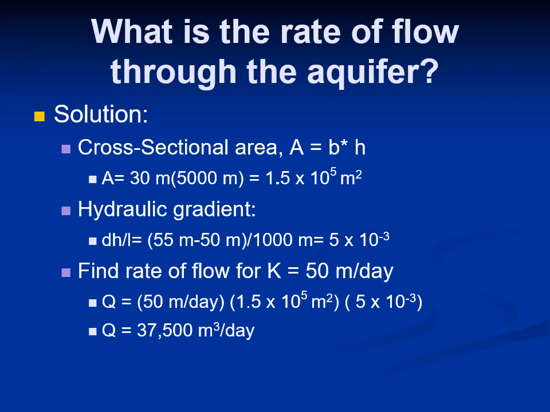Note that the direction of the difference isn't that important. If you calculate a negative gradient, it indicates that the flow direction is from the second piezometer to the first, not from the first to the second. The flow rate is then found to be 37,500 cubic meters per day.